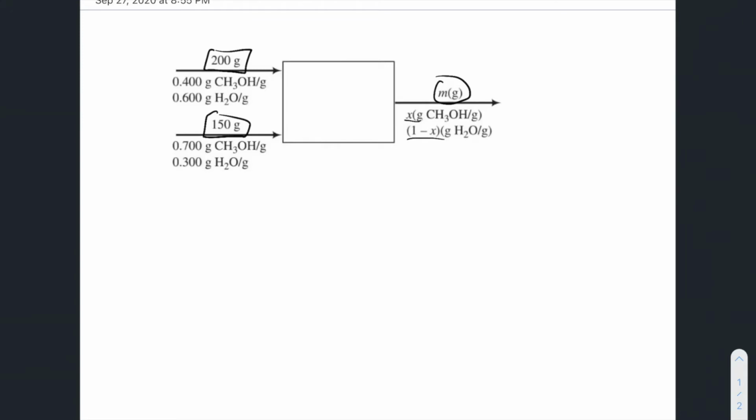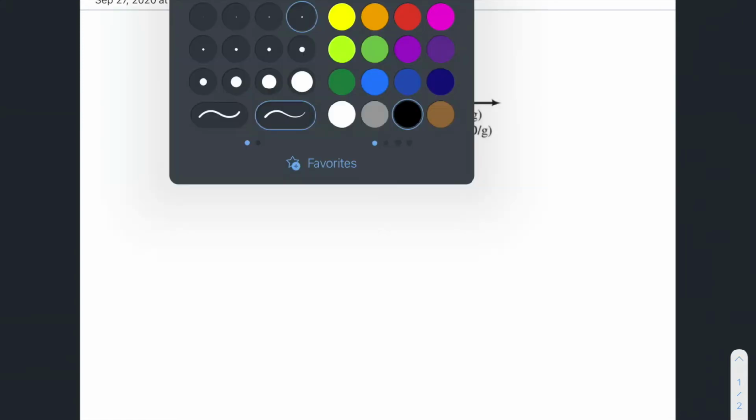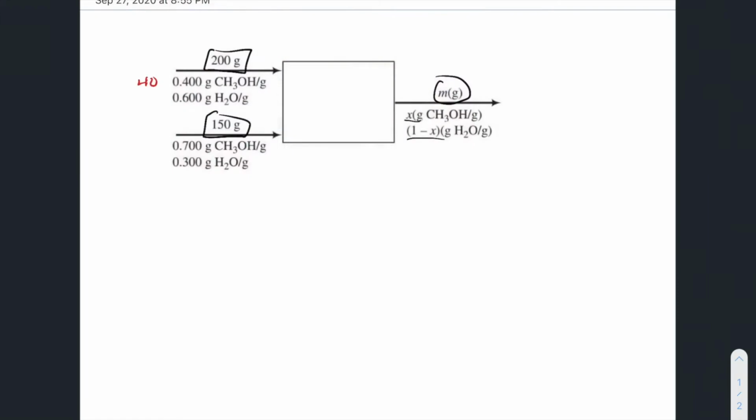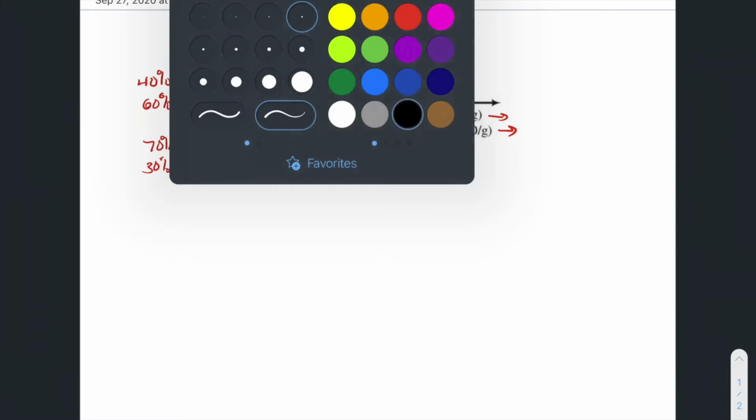We have a methanol water mixture where the first mixture that goes in is 40% methanol, so that means it's 60% water, and the second mixture that goes in is 70% methanol and hence 30% water. And we're asked to find, alright, what's the percentage methanol and percentage water that comes out in the outlet stream, as well as the total mass of the outlet stream in this case. So how do we go about solving this?